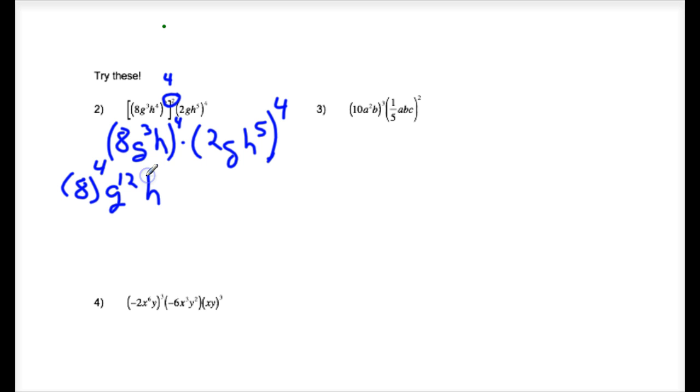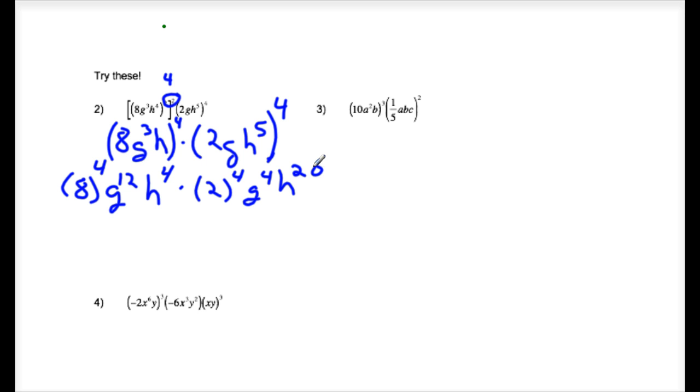h to the 4th times... Oh, yeah. h to the 4, 2 in parentheses to the 4th. Nice. g to the 4th. And then h to the 20th. Why is it h to the 4th?